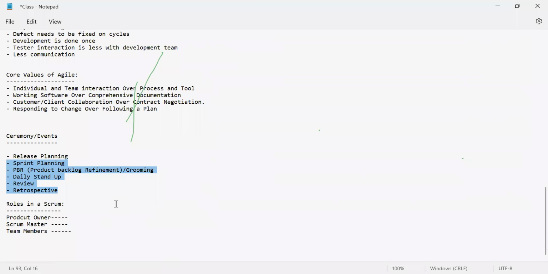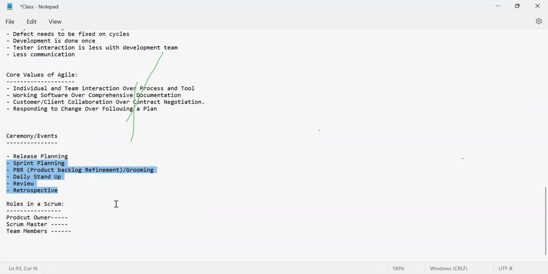Just before we start the sprint, we plan the sprint. Release planning is done only once for the application. Now coming to these 5 which I have highlighted: sprint planning, PBR, product backlog refinement or grooming, stand-up, review and retro. All this will be happening as part of every sprint.